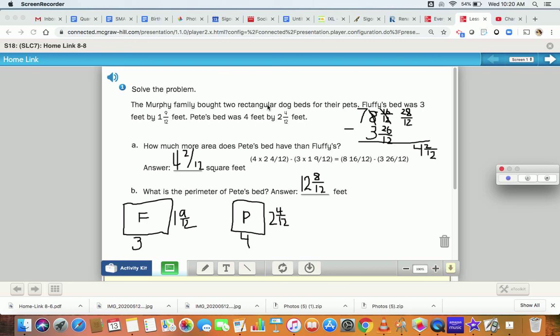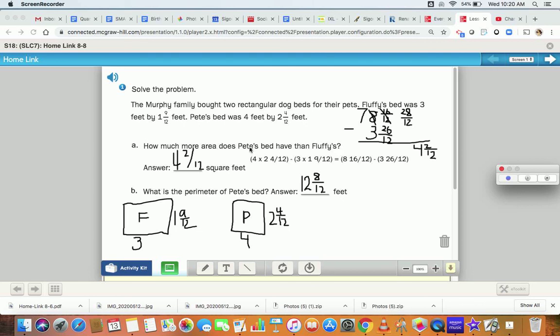Okay, so this is the home link for figuring out the area when you have fractional side pieces. Number 1 and 2 were both story problems. The Murphy family bought 2 rectangular dog beds for their pets. Fluffy's bed was 3 feet by 1 and 9/12 feet, and Pete's bed was 4 feet by 2 and 4/12 feet. So the first question says, how much more area does Pete's bed have than Fluffy's?